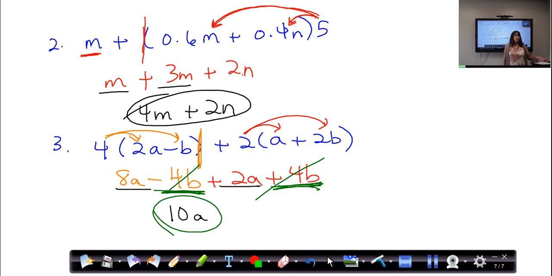So that's everything that you need to know out of section 1.4. You're good to go with that. And be sure you get into my math lab and practice.